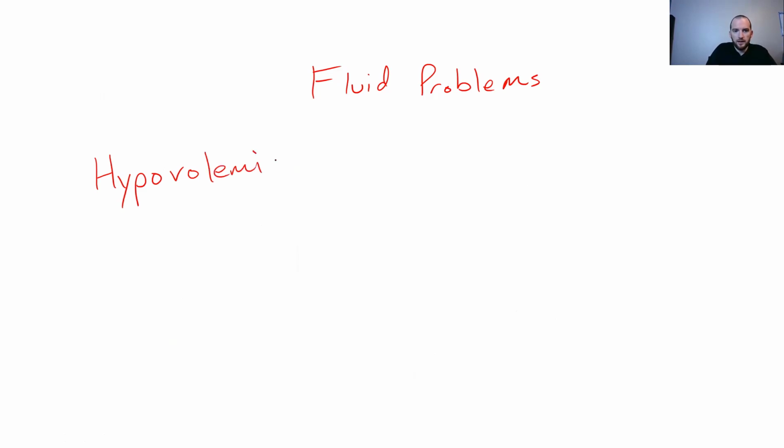We have hypovolemic shock, which is low volume, right? Just not enough fluid in the system. Somebody that's severely dehydrated. Maybe they've been vomiting and having diarrhea a lot and not eating and drinking well. So just not enough fluid in the system, not enough volume, that would be hypovolemic shock.